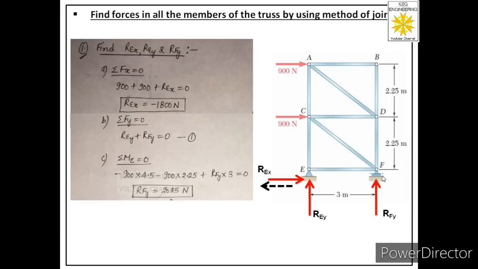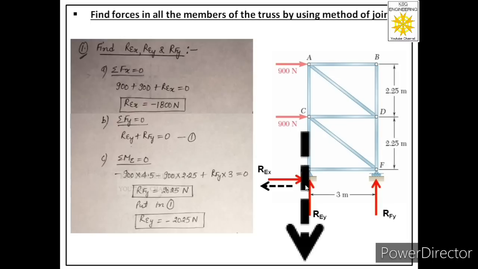Now we have found REX, we have found RFY, now it is time to find REY. So for that we will put the value of RFY in equation 1. Then you will get the value of REY and that is a negative value. So the negative sign over here tells us that the direction which we considered for REY at the start is not correct. Actually, it is acting in downward direction.